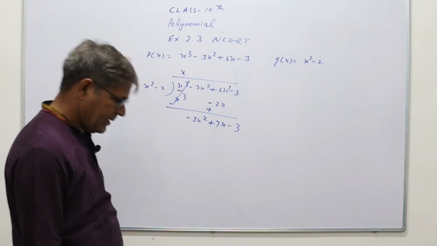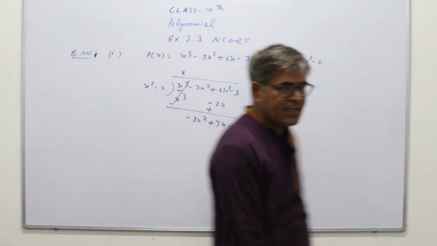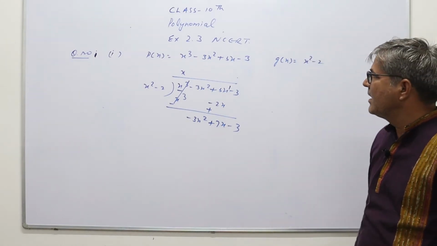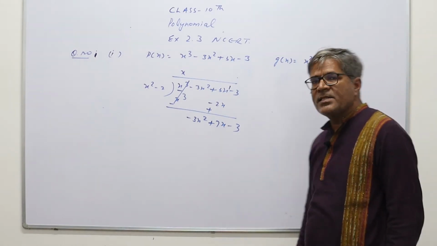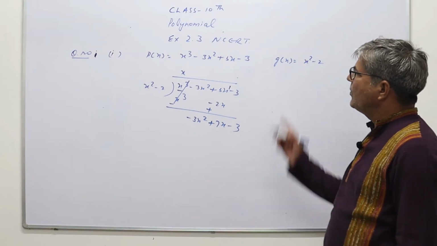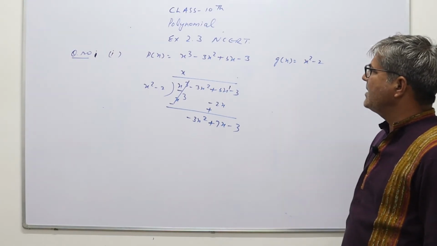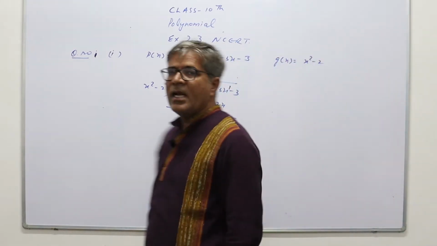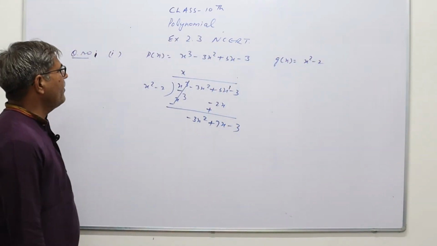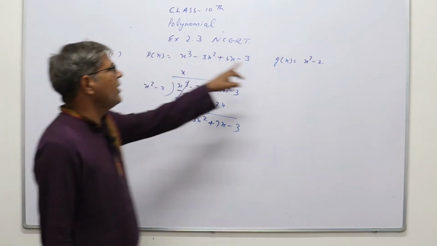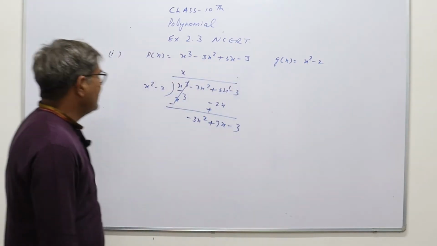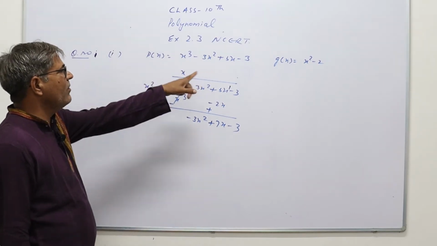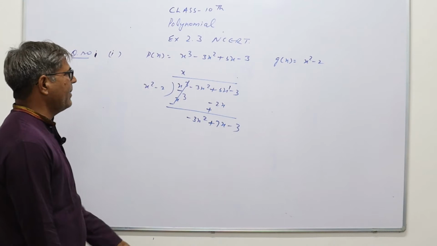Polynomial. In the last video, we discussed the division algorithm of polynomials and we did some application part. Now, today we will do exercise 2.3. Question number first. Here two polynomials are given. One polynomial is px, another polynomial is gx. And we have to divide px by gx and find the quotient as well as the remainder.